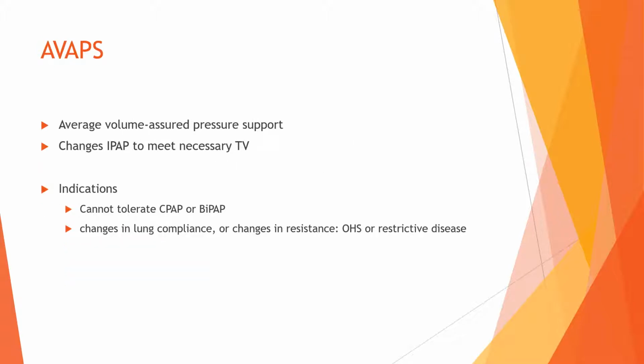AVAPS stands for Average Volume Assured Pressure Support. What AVAPS does is it changes your IPAP to meet the necessary tidal volume. This is advantageous in patients who either cannot tolerate CPAP or BiPAP, or patients who are having continuous changes in lung compliance or changes in resistance, because the IPAP is continuously changing. So you will see this will be useful in patients who have obesity hypoventilation syndrome or some sort of restrictive lung disease. So IPAP will change to attain the targeted tidal volume in this mode of ventilation.